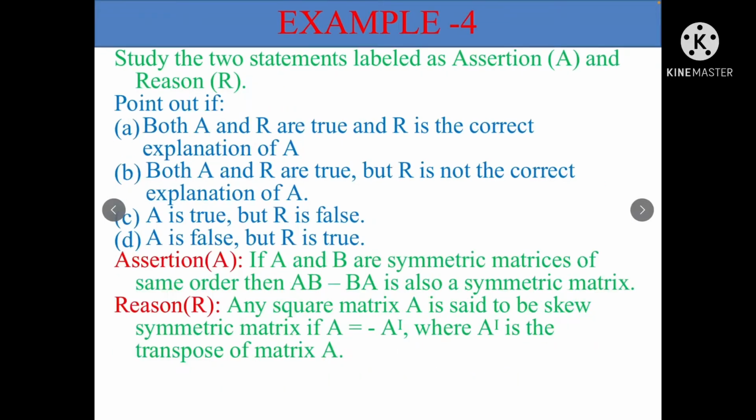Now comes to example 4. Study the two statements labeled as assertion and reason, and these are the four alternatives given to you. The assertion is: if A and B are symmetric matrices of the same order, then AB minus BA is also a symmetric matrix, which is a false statement. We can check it. Reason: any square matrix A is said to be a skew symmetric matrix if A equals minus A dash, or A transpose, and this is a true statement. So here the assertion is false, but the reason is true.